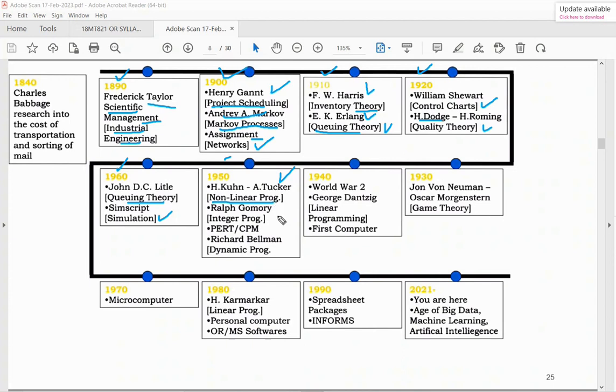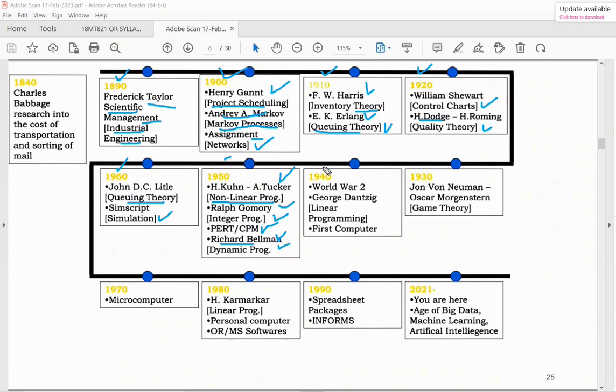Then Gomory defined integer programming, because integer is also one of the methods used by the system to define a proper operation point of view. Then PERT and CPM, which are especially used in transportation applications. Then dynamic programming, which was defined by Richard Bellman.